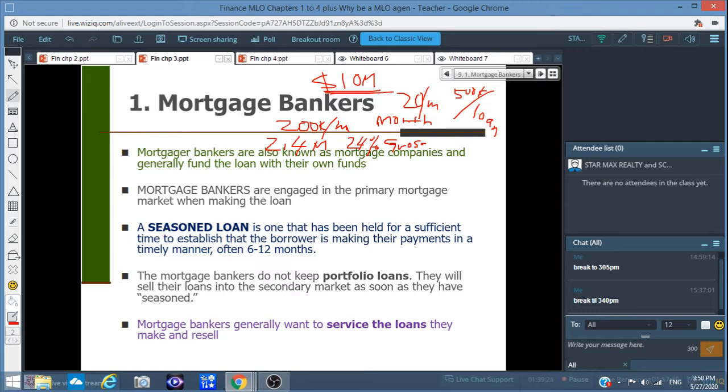So you manage your operation, blah blah blah. You get 18 to 20%, depending on how you manage your company. As a mortgage banker, you make about $2 million a year from your 10 mil.